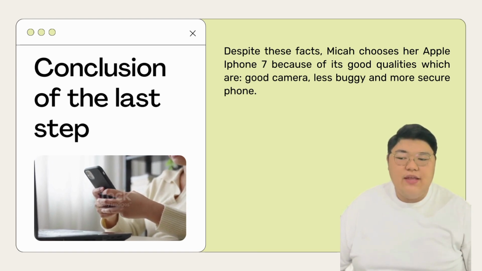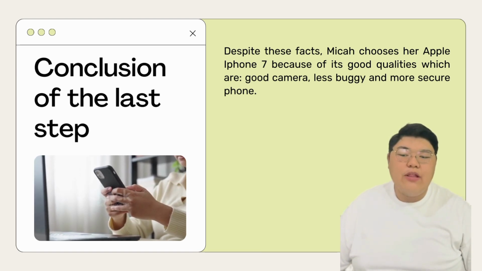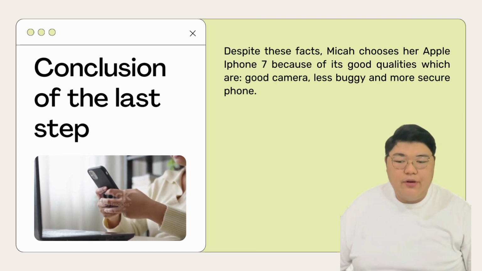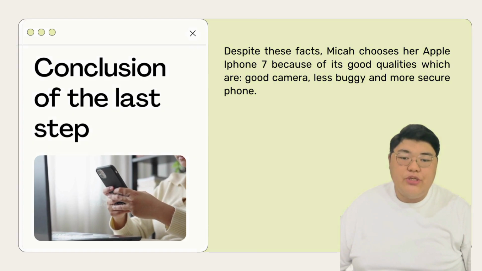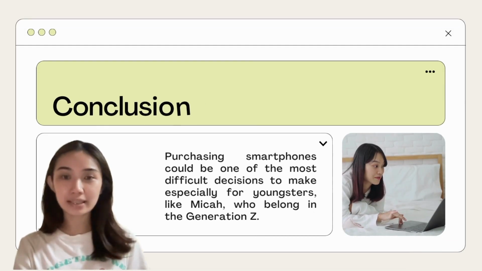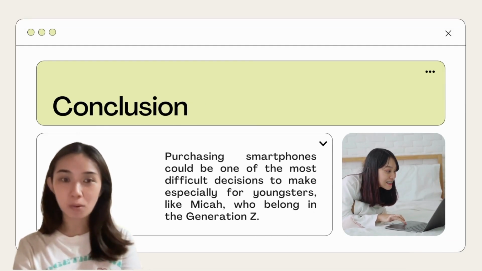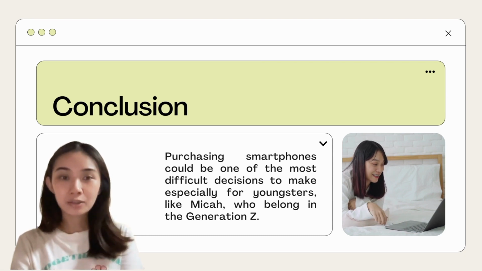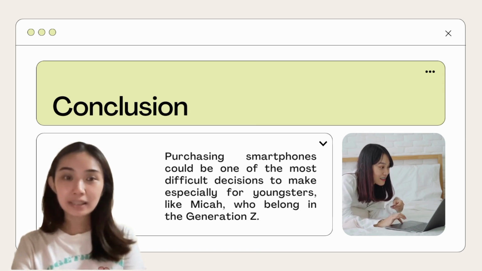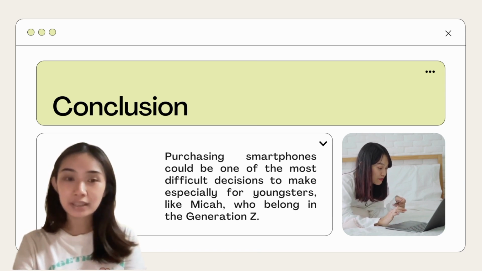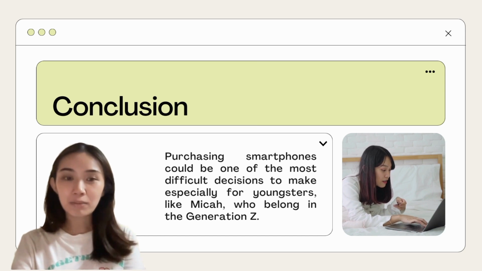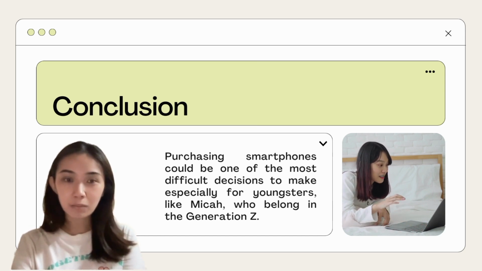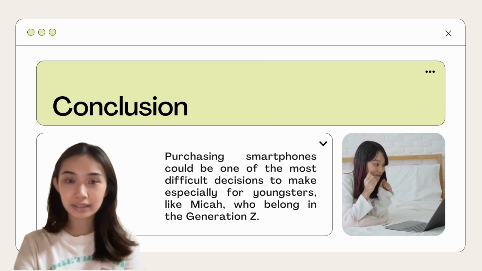Despite those facts, Micah chooses her Apple iPhone 7 because of its good qualities, which are good camera, less buggy, and more secure phone. To conclude this, we have assessed that purchasing smartphones could be one of the most difficult decisions to make, especially for youngsters like Micah who belong in Generation Z. With leading brands competing for the best smartphones in the market today, Samsung and Apple are the most known brands among others.